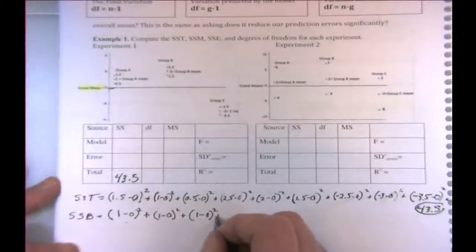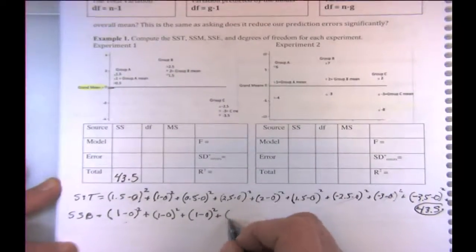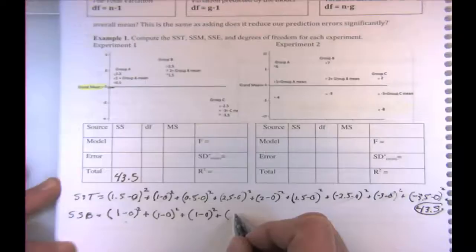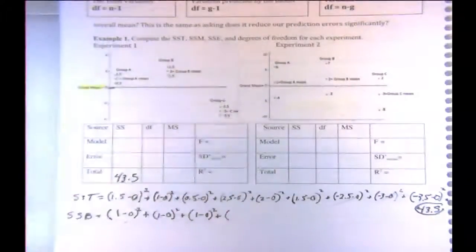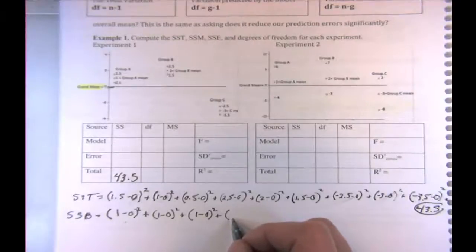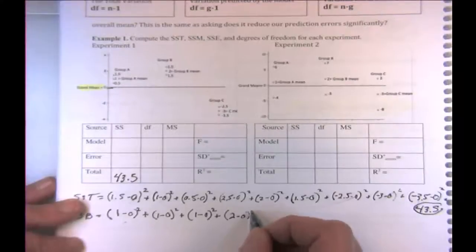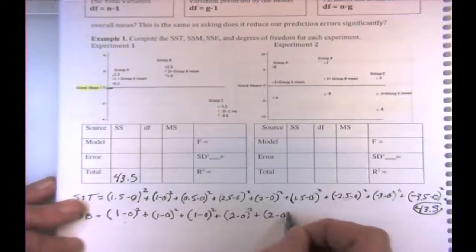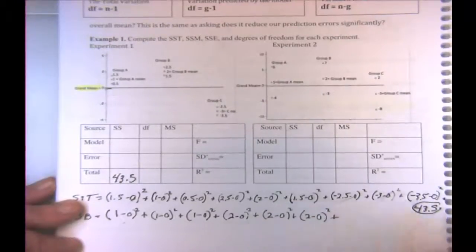Now, what are you going to get for group B? They're all going to get what? What should I write here? Tell me. 2, thank you. They're all going to get 2. And how about for the last group? What are they all going to get? -3.